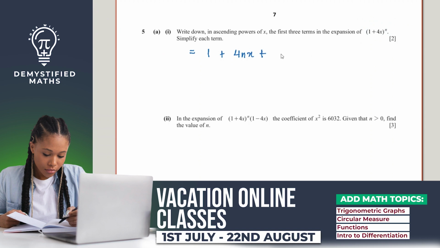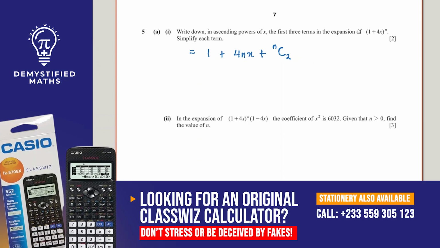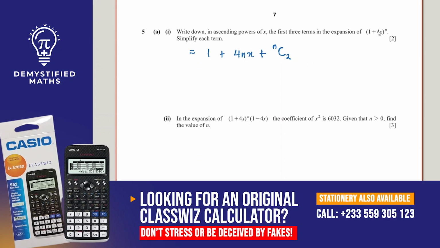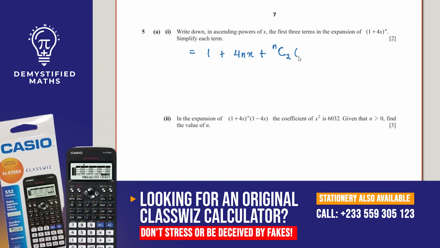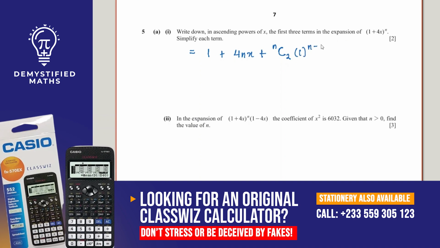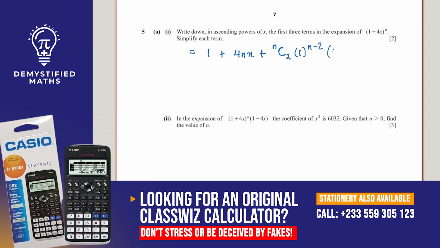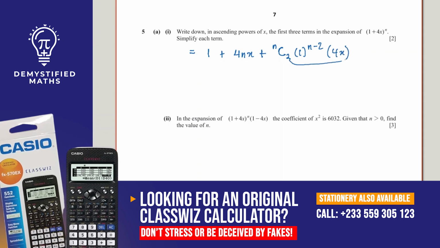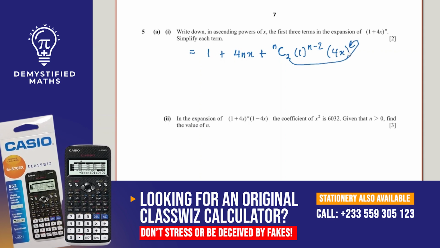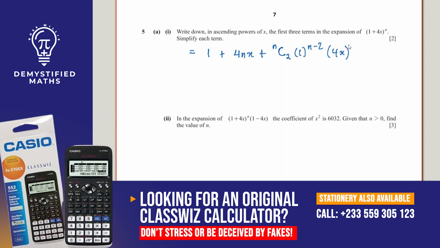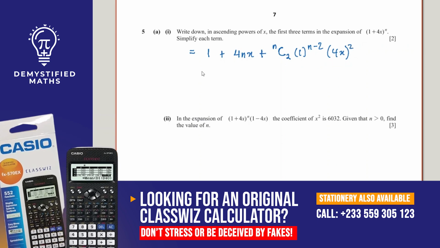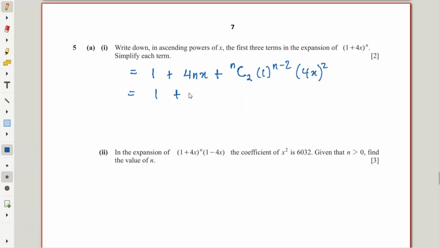The third term, so that one is going to be n combination. The first term is combination 0, then combination 1, then combination 2. Then you just bring this one, and the power here is the same as the power here. I mean, the number here is the same as the power here, okay? So now let's solve this one and see what we are going to get.